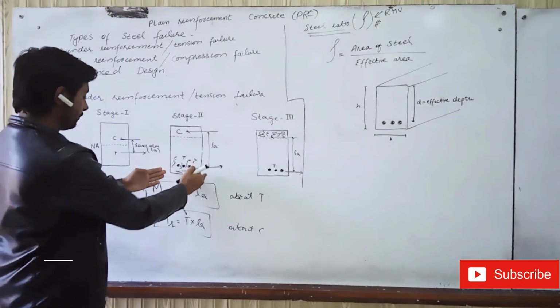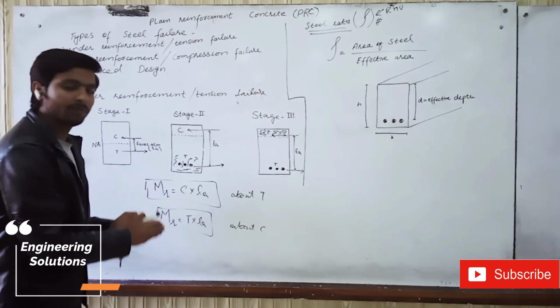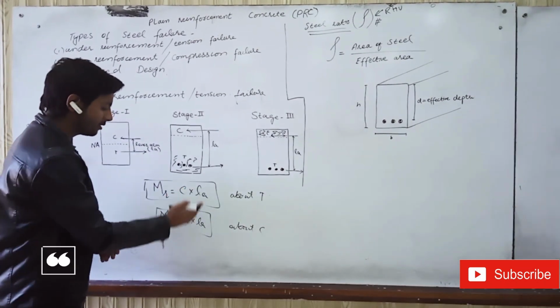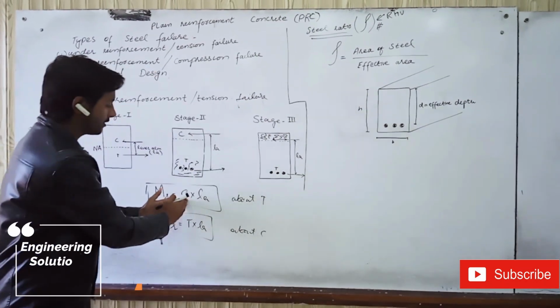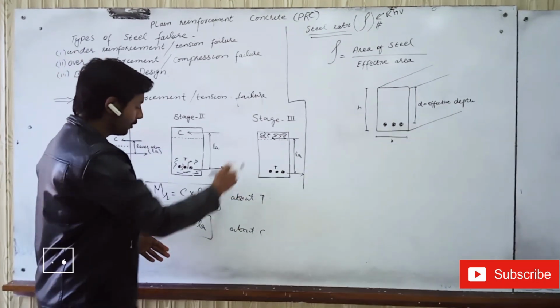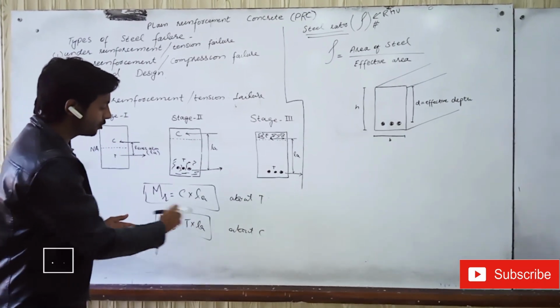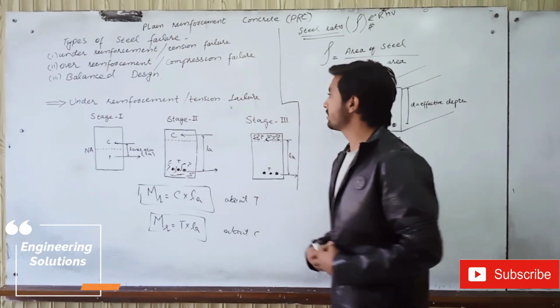In stage 2, the moment of resistance will increase due to the compressive force and the tensile force. But in stage 3, the compressive force and the tensile force become the same, and the moment of resistance will increase due to the lever arm. So this is all about under reinforcement tension failure.